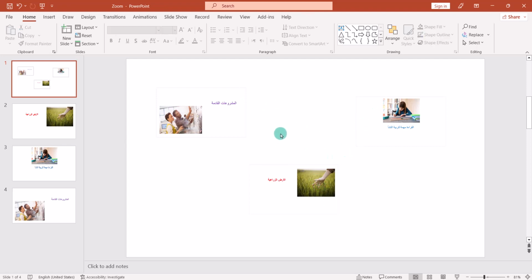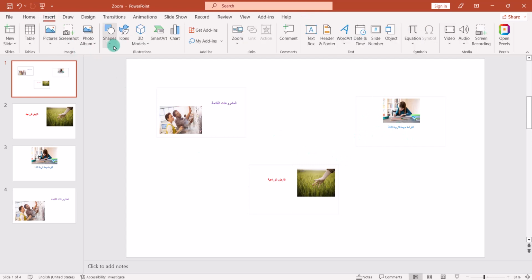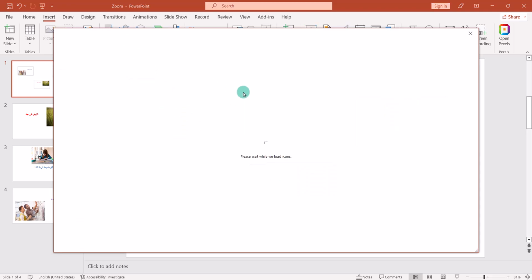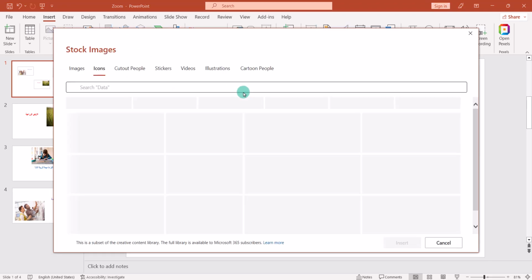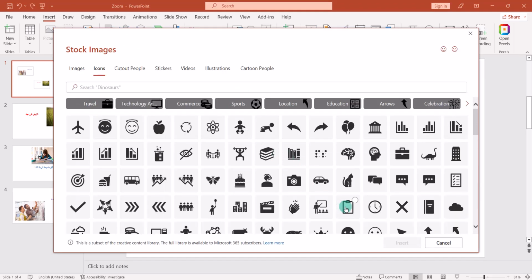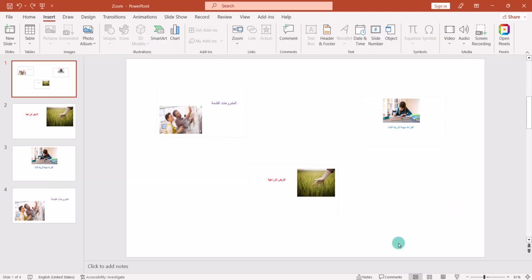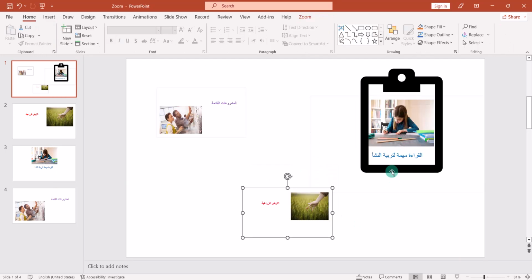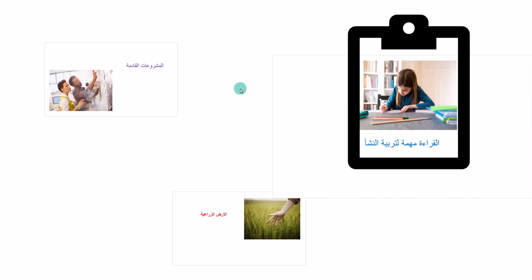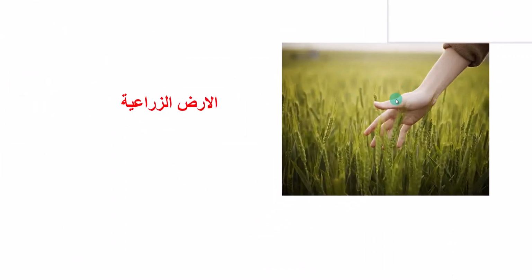And if we want to insert a shape for any Zoom, we click on Insert and then choose any shape. Then we put the Zoom in the chosen shape. When running, the Zoom will appear in the selected shape.